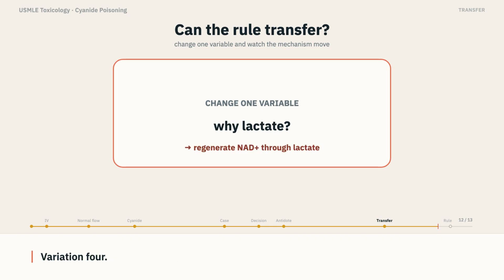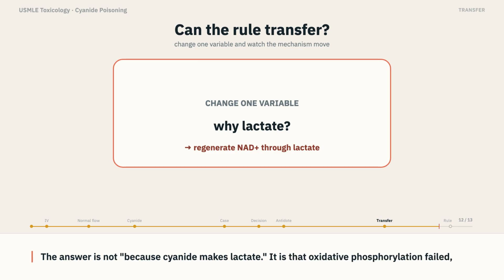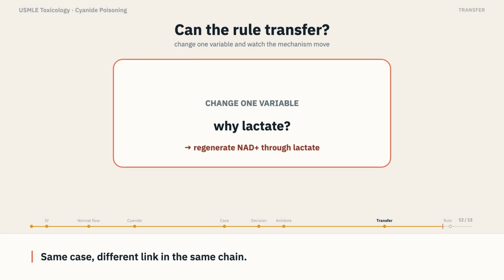Variation 4. The question asks why the lactate is elevated. The answer is not because cyanide makes lactate. It is that oxidative phosphorylation failed, so the cell shifted to anaerobic glycolysis and converted pyruvate to lactate to regenerate NAD+. Same case, different link in the same chain.